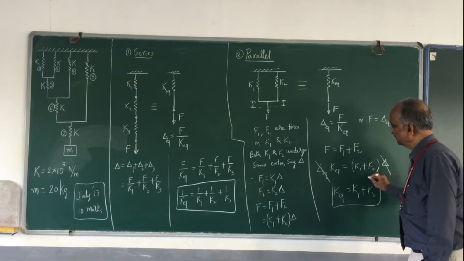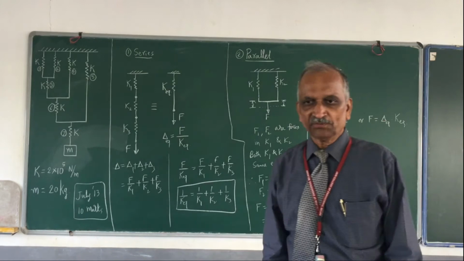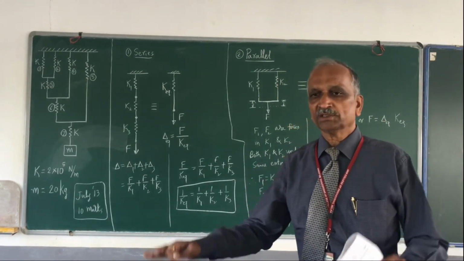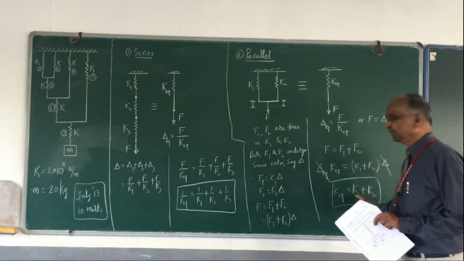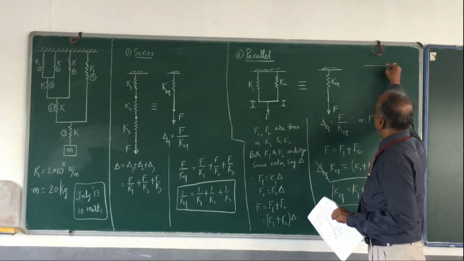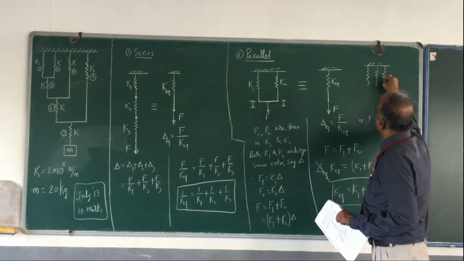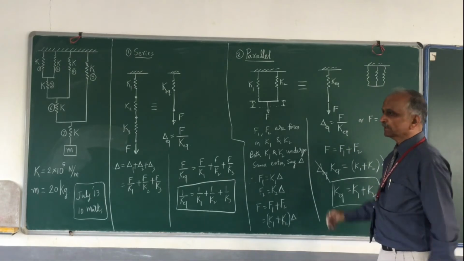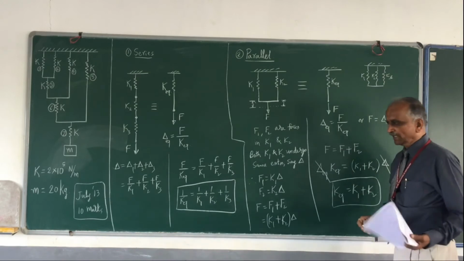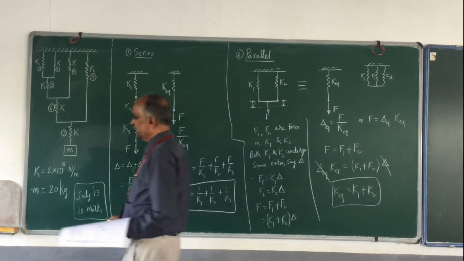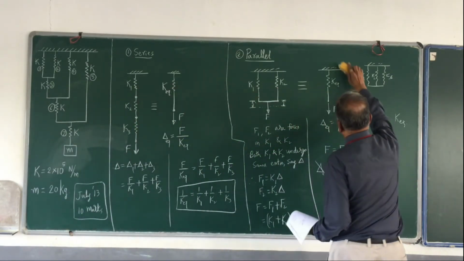That means if the springs are in parallel, then their equivalent stiffness is the sum of the stiffness of all those springs. If I have only two, then it is the sum of two. If I have three like this, one, second one, third one, then it is K1 plus K2 plus K3. So if the springs are in parallel, their equivalent stiffness is the sum of the stiffness.